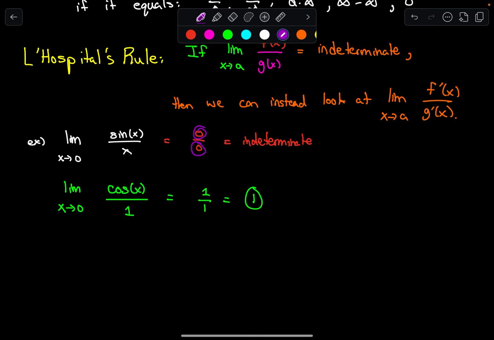What this means is that sine of x approaches 0 and x approaches 0 at about the same rate in the long run. And so that means that the limit of sine of x over x is just going to end up equaling 1.